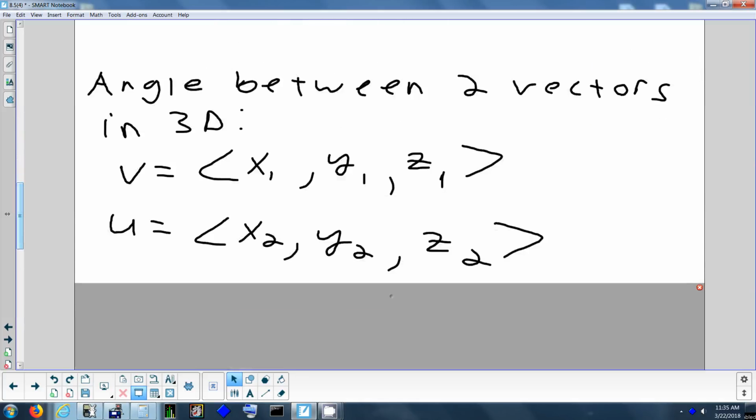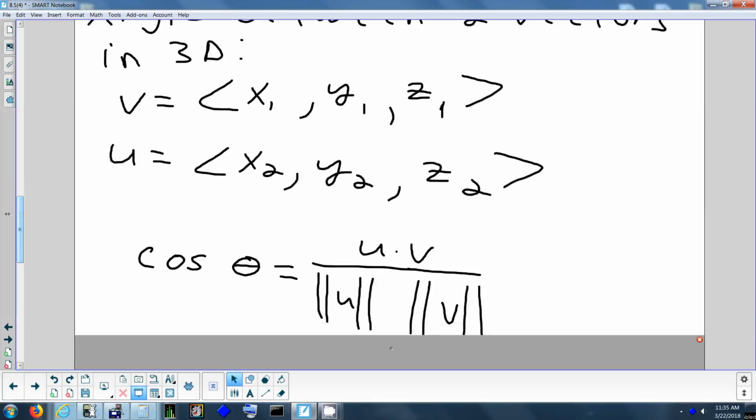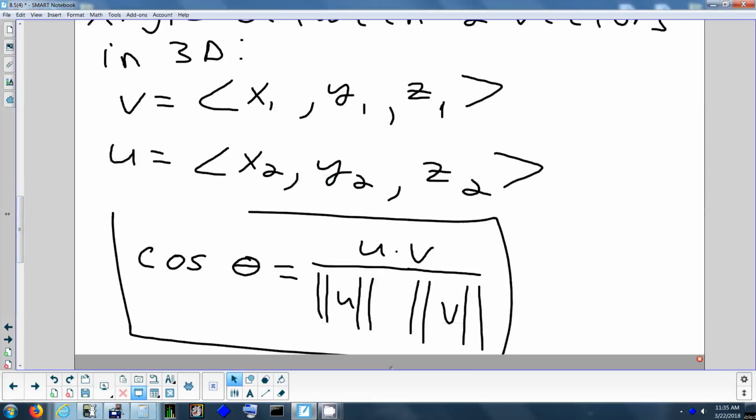Okay, so to find an angle in 3D, the first thing you need is two vectors in 3D. I'm using the same thing I've been using all along. Whether you call the vectors V and W or P and Q or whatever you call them, the letter doesn't matter. What's important is the formula. And that's the formula to find the angle between two vectors in 3D.